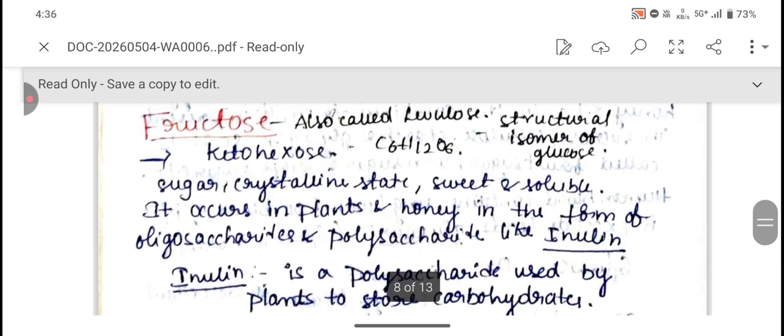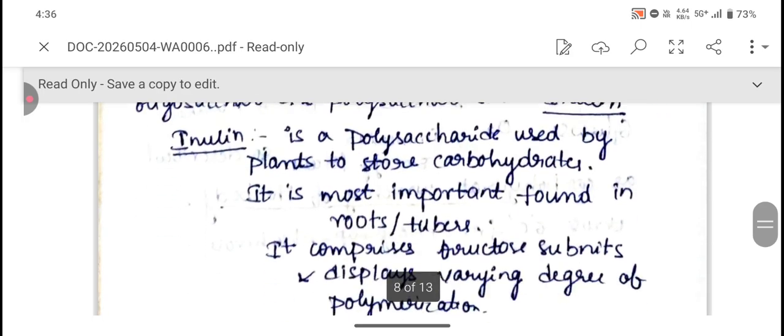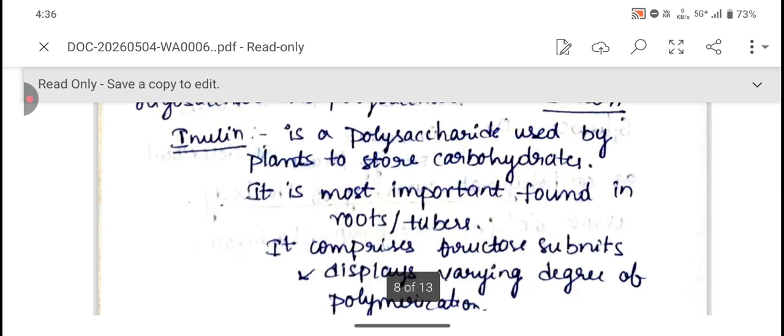So fructose is a monosaccharide, right? The stored form of fructose will be inulin. So inulin is a polysaccharide. The repeated units of fructose together compose the inulin. Inulin is a polysaccharide used by the plant to store carbohydrate, and it is basically found in roots or tubers.